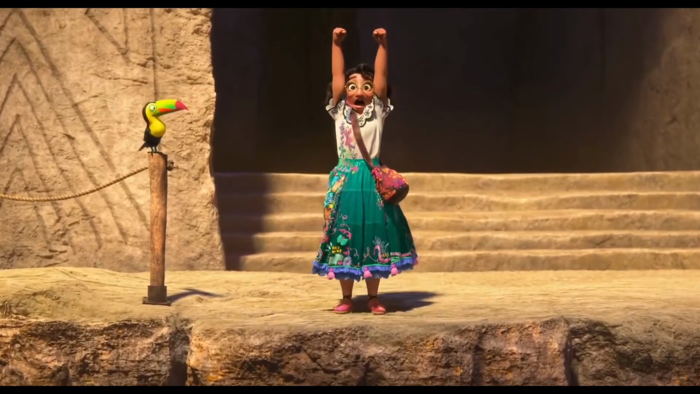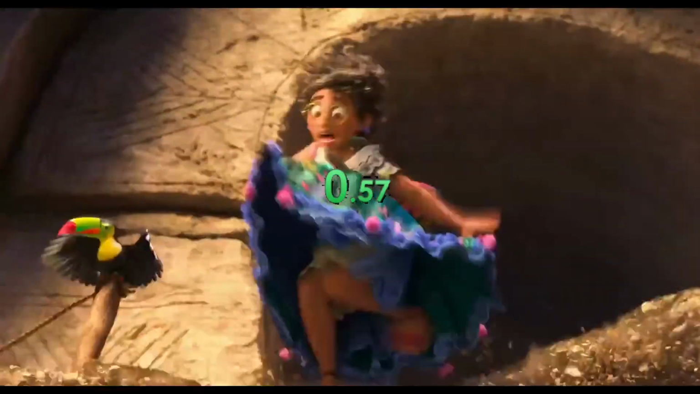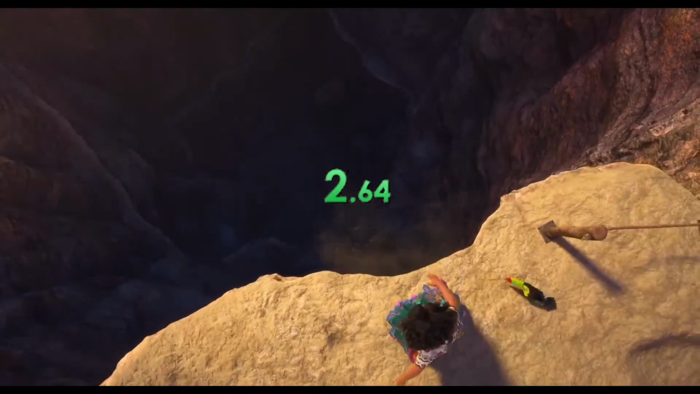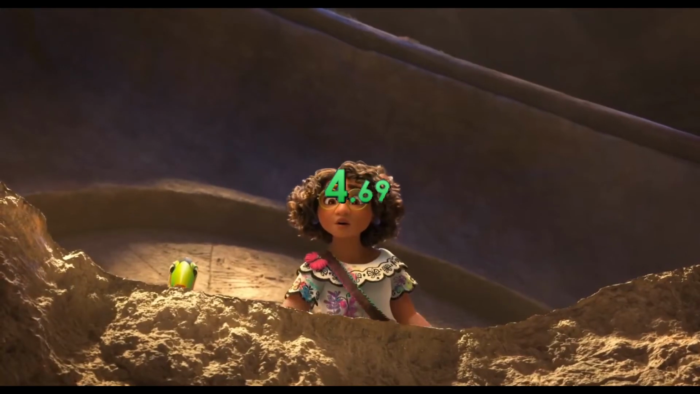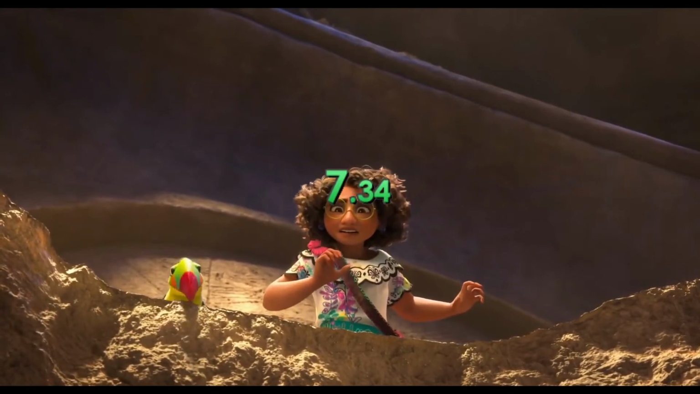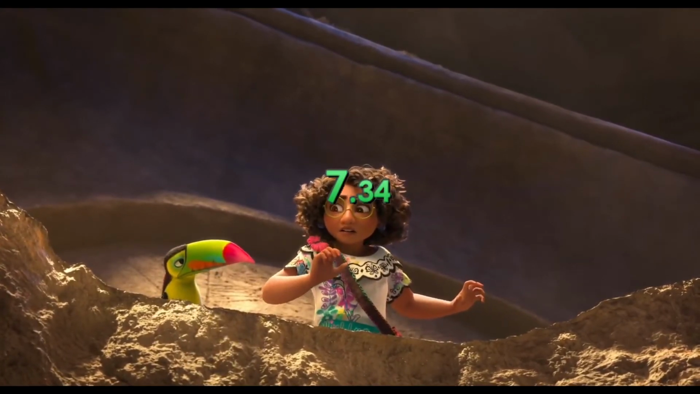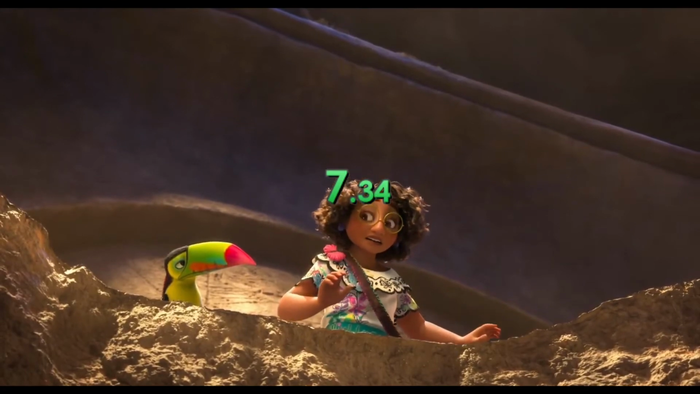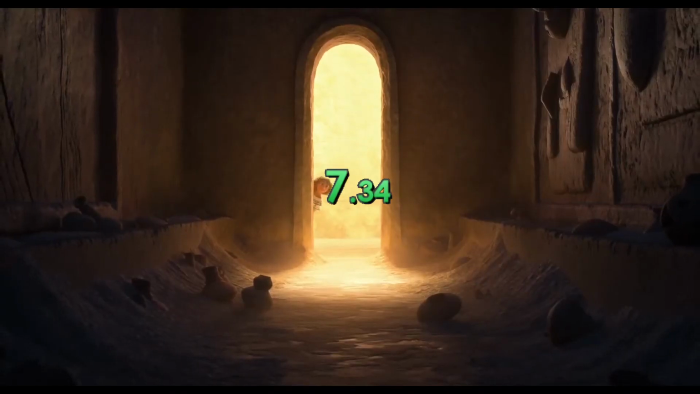First, we need to know how long the rock was falling for. I took my trusty timer, and after some frame-perfect measuring, I came to a duration of 7.34 seconds.